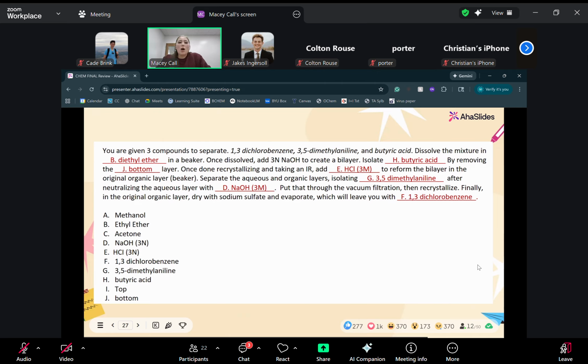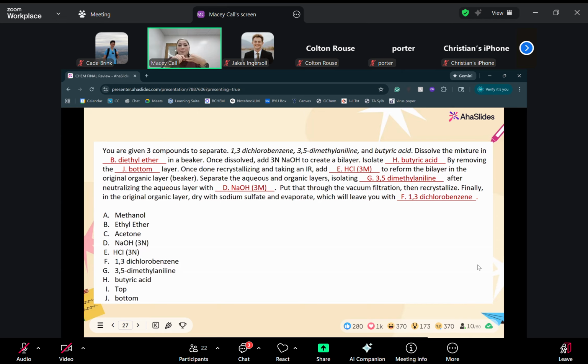You are given three compounds to separate. 1,3-dichlorobenzene, 3,5-dimethylaniline, and butyric acid. Right there, I'm going to stop. Okay. The first thing that I'm going to do is assign my base, acid, and neutral. Because those are the three things that I'm trying to separate. And I need to know the identity of everything so that I know what's going to happen when I add certain things. Okay. So butyric acid is the easiest one to find. It's the acid.